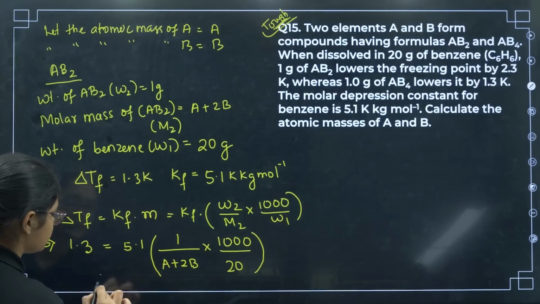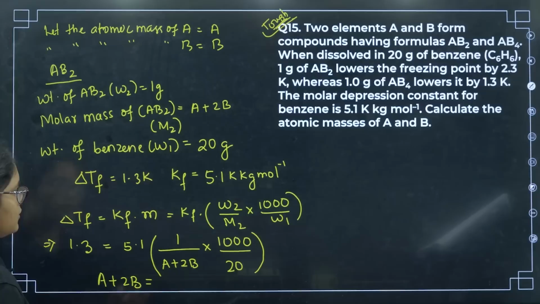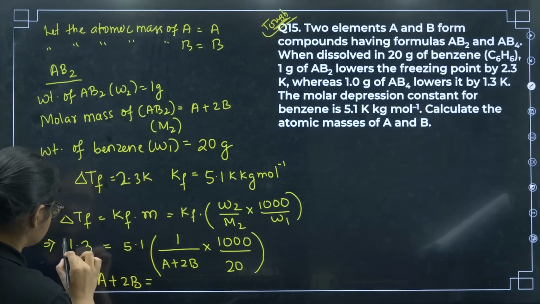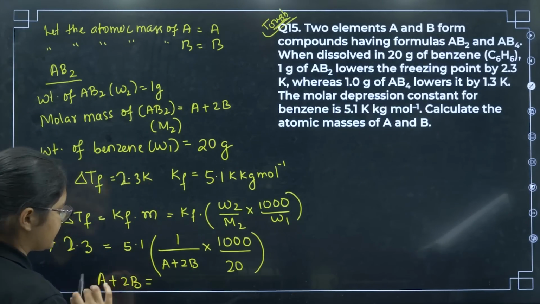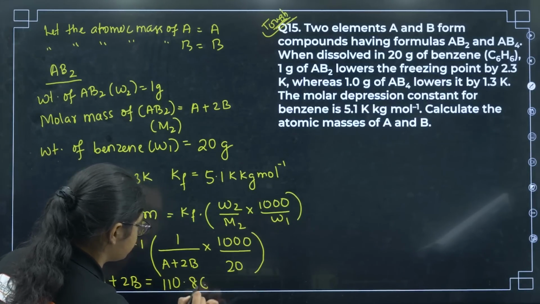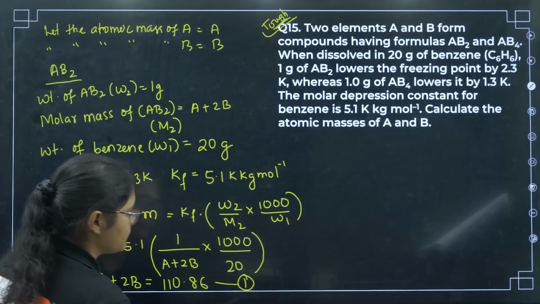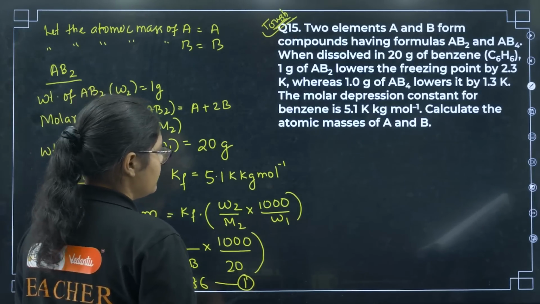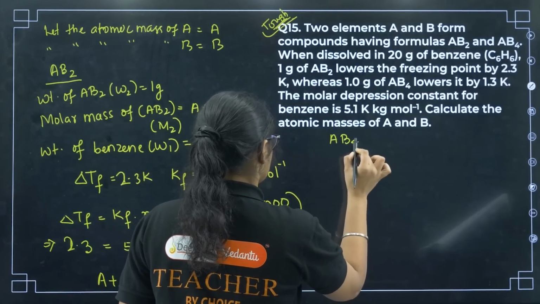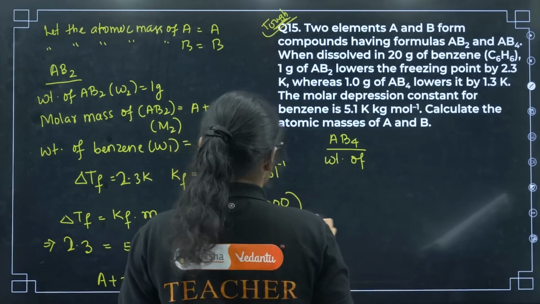If I solve this equation, I will get A plus 2B is equal to 110.86. Okay, just keep this equation like this. This is your equation 1. Now similarly I can do it for AB4. What is the weight of AB4?